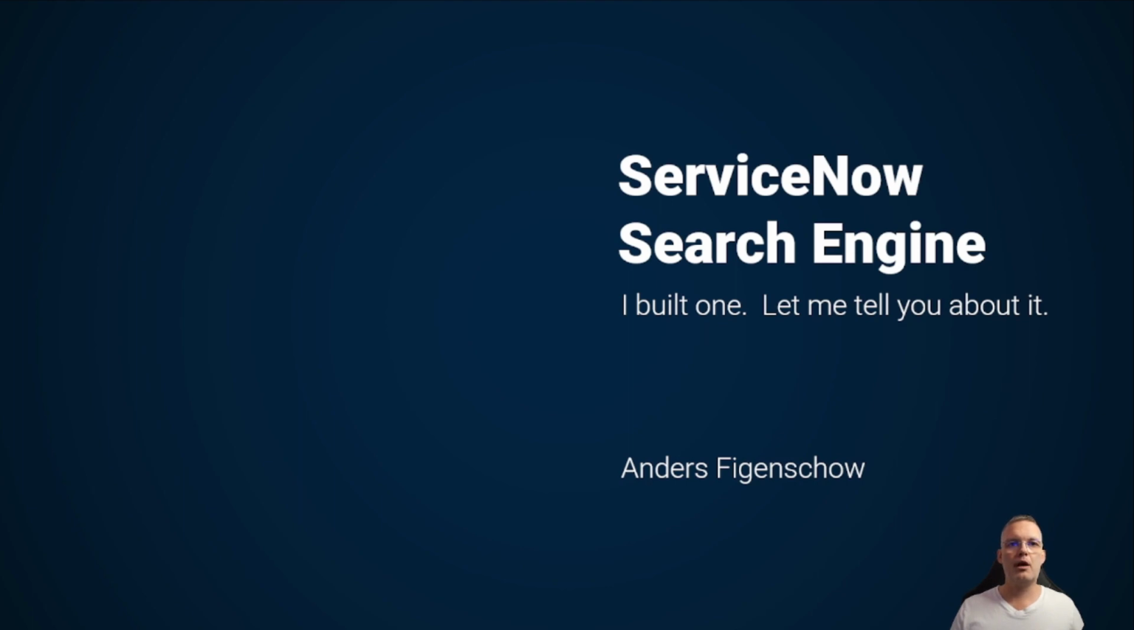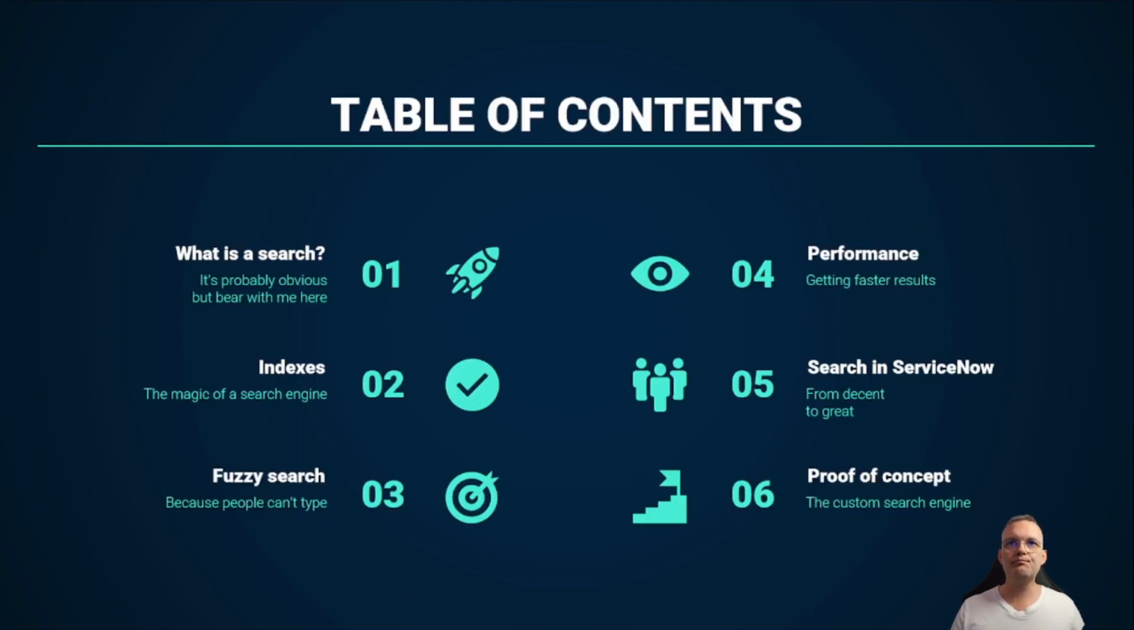So let's start with talking about search engines. So here's my table of contents for today. I'll start to talk about what is search in the context of search engines, obviously. We'll talk about the index table, which is the core functionality of any search engine. Talk about typo handling. Since people can't really type that well, including myself, we need typo correction to help us get the right content out of our searches. So performance obviously is important. We don't want the search to be slow or people won't be using it.